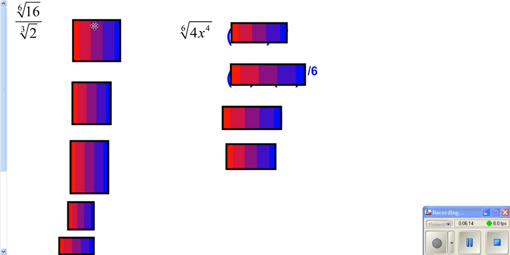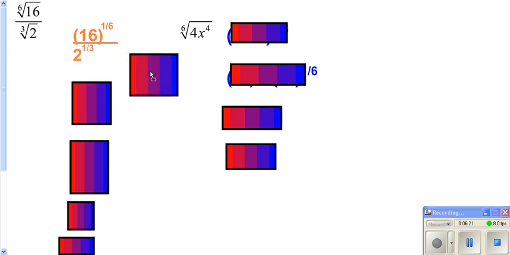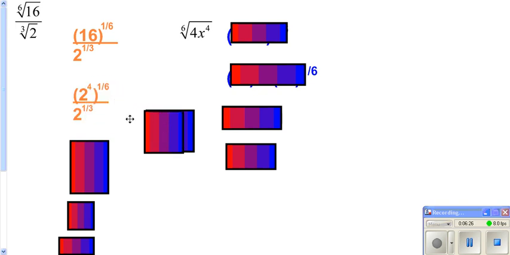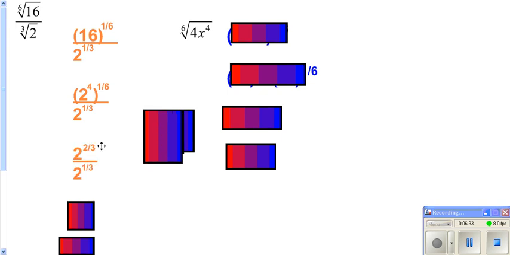Sixth root of 16, which is really just 16 to the 1/6 power. And then we have a 1/3 power on the bottom because of cube root. 16, you know, is 2 to the fourth. So now you have an exponent raised to an exponent on the top, so you multiply them together, you get 2/3, because you get 4/6, which reduces down to 2/3 for your exponent. 2 to the power divided by 2 to the power, so all you have to do is subtract your exponents. And so then you end up with just the cube root of 2.